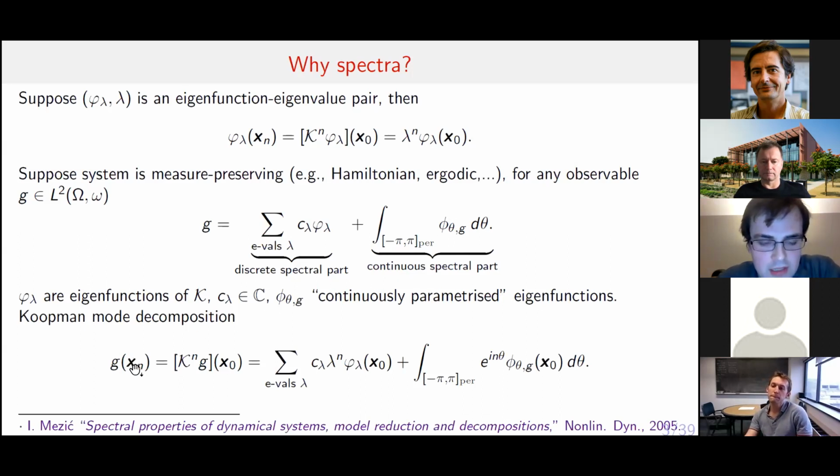So g of x at time n is equal to the n-fold composition again, and you can see how the Koopman operator acts on each of these separate components. You have an eigenvalue component, and then this continuous component, which looks a bit like a Fourier series or a Fourier transform. In fact, this is a generalization of the Fourier transform, as we'll see later on. This Koopman mode decomposition goes back, for example, to a paper of Mezić in 2005. So that's why spectra.